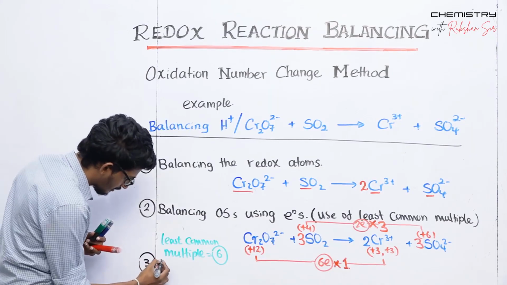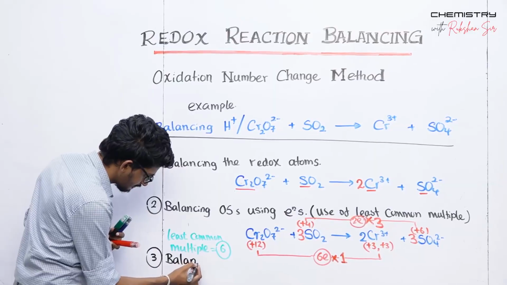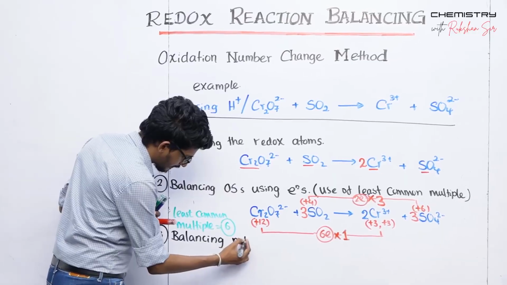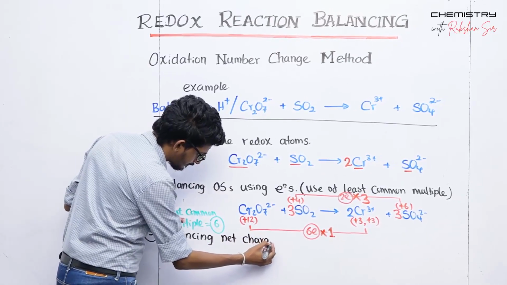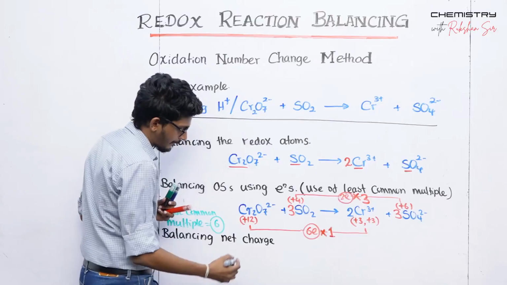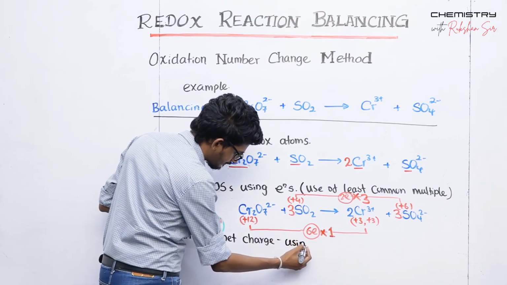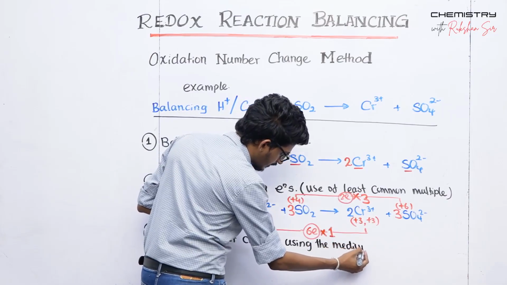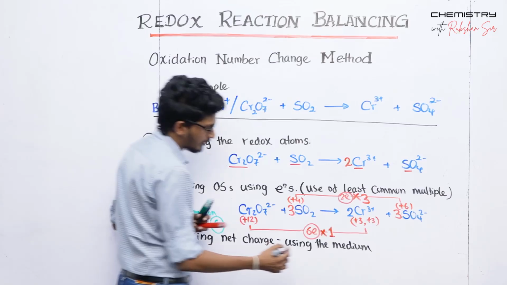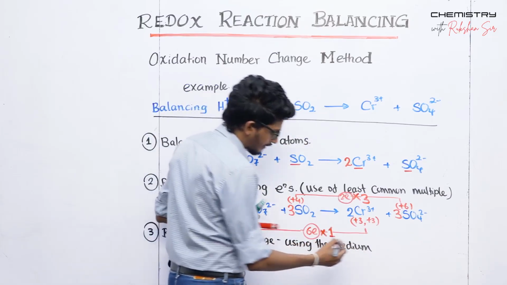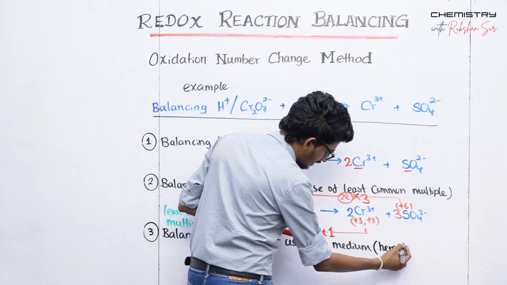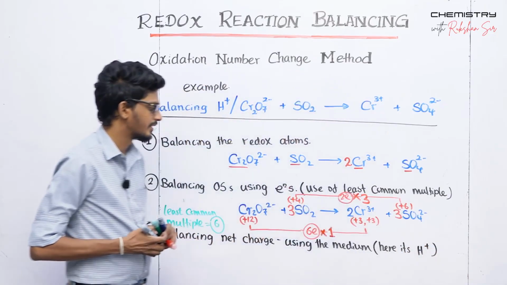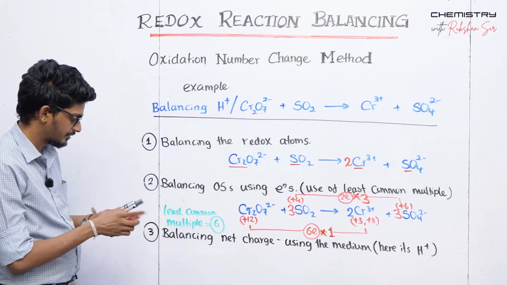Step number 3. That is actually balancing the net charge, balancing net charge actually using the medium. Here the medium is acidic medium, so here we use H+. Here it's H+ as the medium is acidic, right? Right, let's balance the stuff.